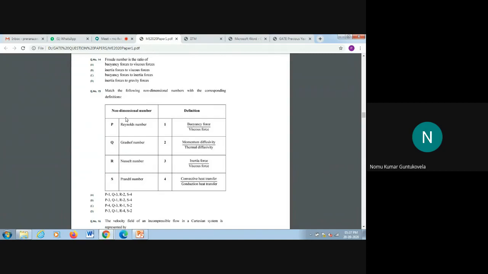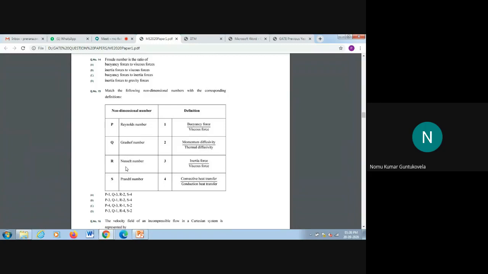First, the Reynolds number is nothing but inertial forces by viscous forces, so P equals 3. P equals 3 means the answer should be either B or C. Next, the Grashof number is nothing but buoyancy forces divided by viscous forces, so Q is 1. So the answer is from B or P.